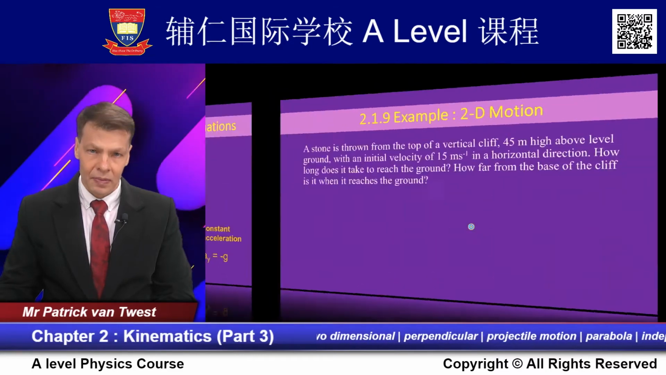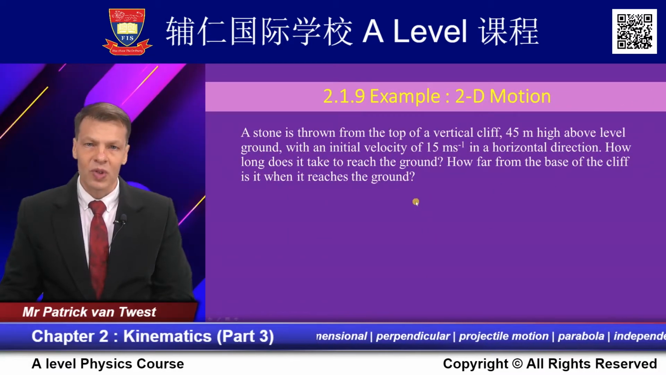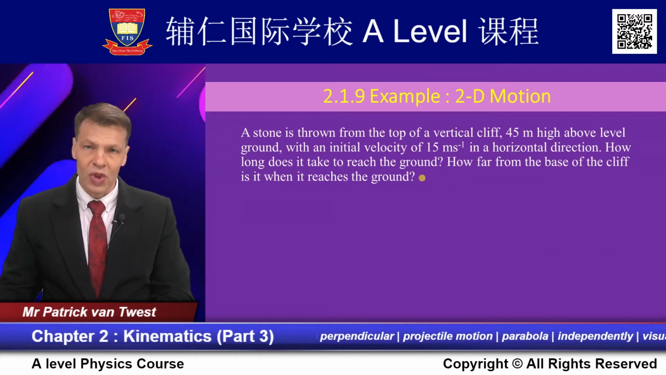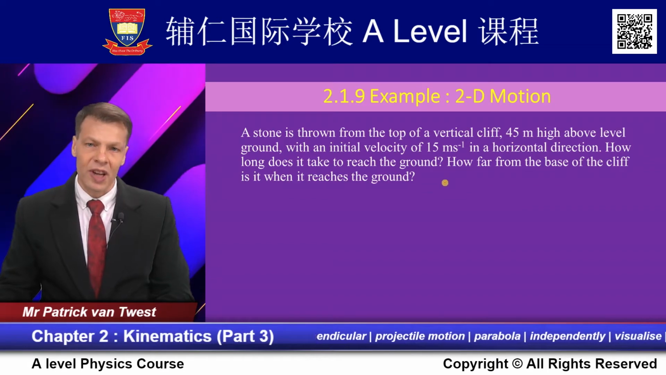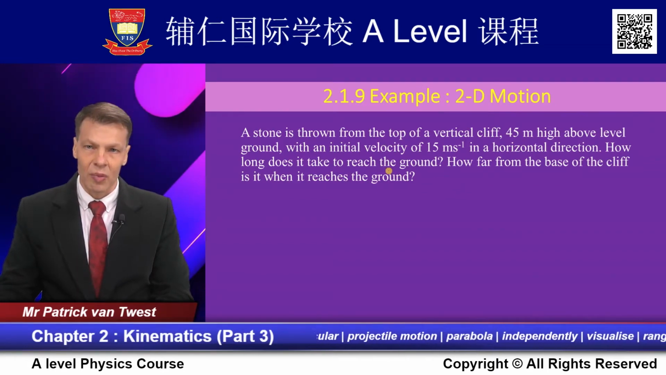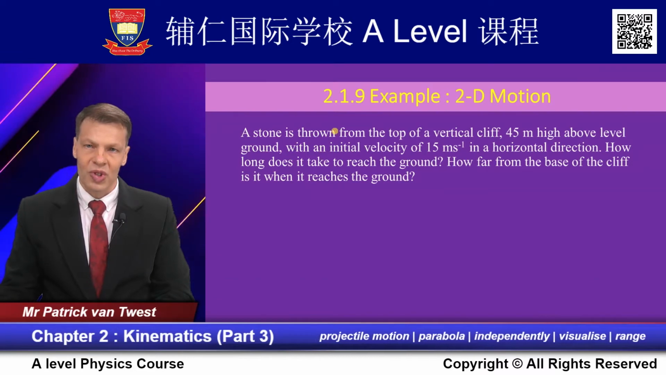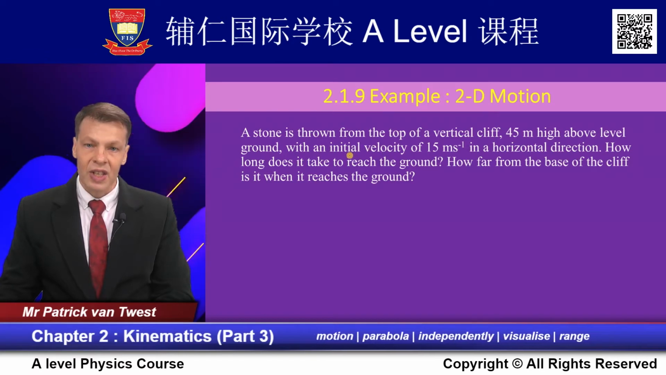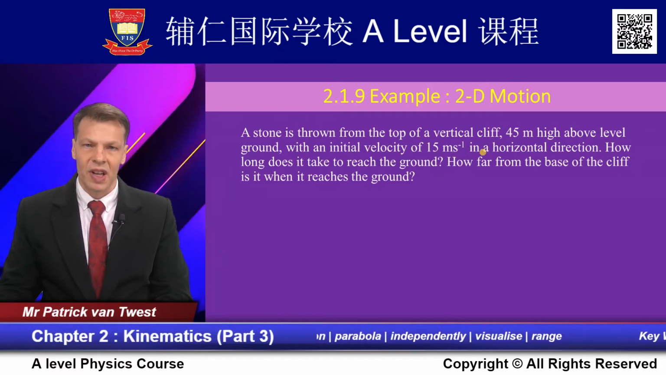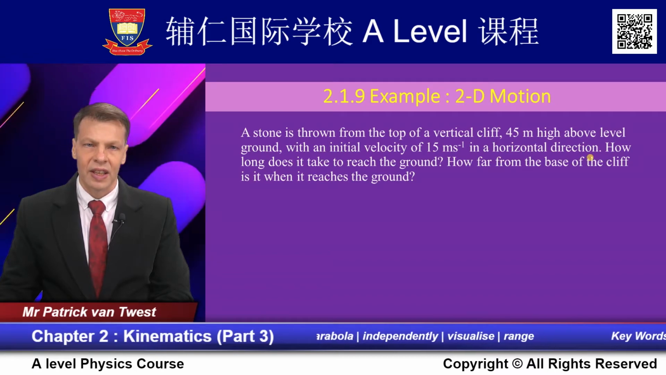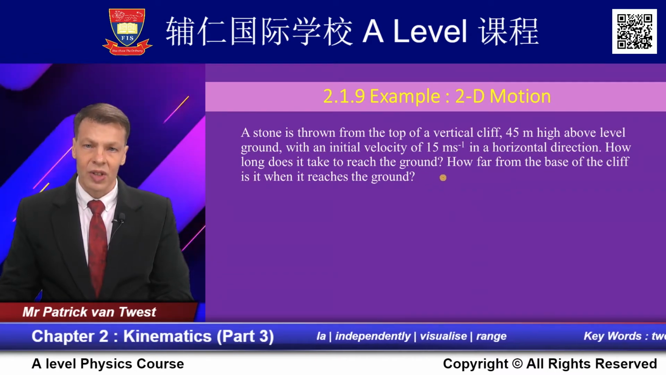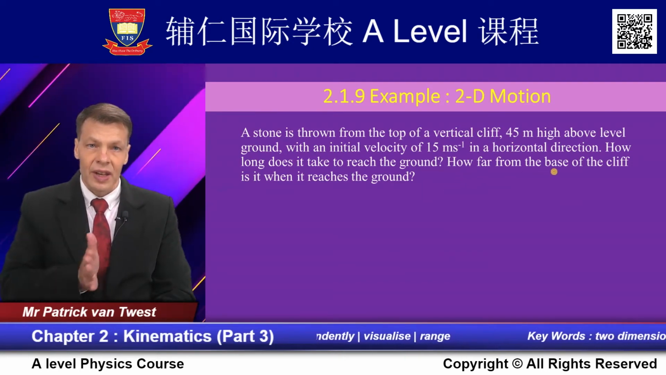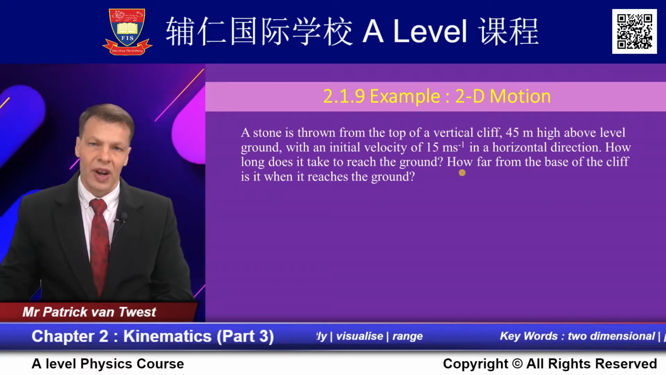So let's do some actual problems, examples, to see how you would combine these equations and use them in 2 dimensions. Okay, so read through this question, and I'll help you at the start of it, but I'd like you to try to finish it. Okay, so I'll help read it with you. A stone is thrown from the top of a vertical cliff, 45 meters above level ground, and it has an initial velocity of 15 meters per second, horizontal direction. Okay, so that's going to be important. How long does it take to reach the ground, and how far does it end up from the base of the cliff when it reaches the ground?